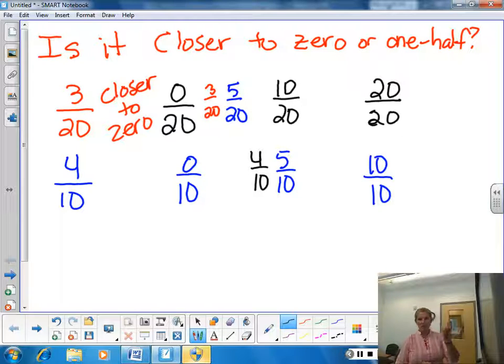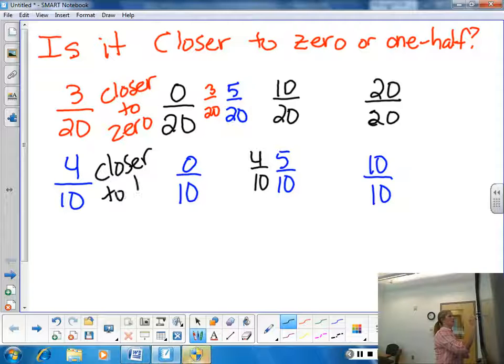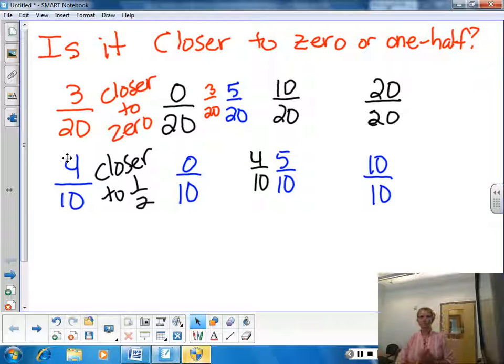It's okay to write these spots up here like I did, and then you can see what's happening. This one's closer to 1/2. Okay? So we're asking you to look at the fractions and break them down to see what's the halfway point.